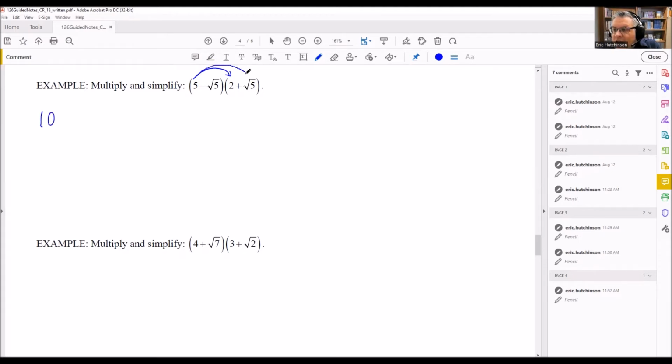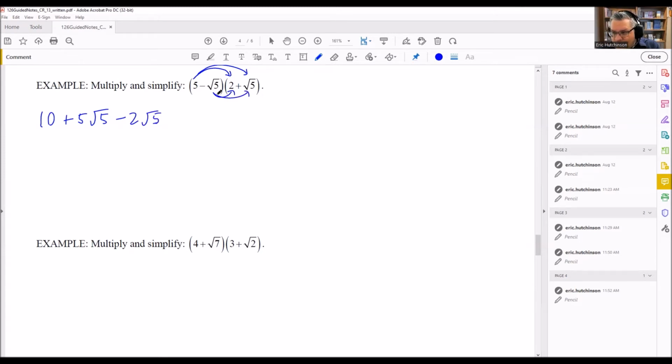Then we'll take 5 times this. Again, the 5 can't be multiplied inside the square root. It has to stay on the outside. So we're going to do a 5 square root of 5. The inner terms, we've got a 2 multiplied by negative 5, so it'll be a minus 2 square root of 5 there. And then we have the last.